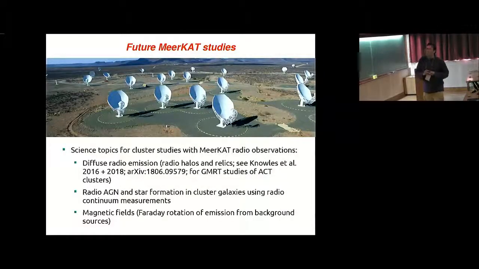The kinds of subjects we're interested in include the diffuse radio emission. My current postdoc, Kendra Knowles, has been working on GMRT studies of ACT clusters, so if you're interested in that, you can see this paper. We're also doing this for the ACT polarization sample, and we're going to try to do this with MeerKAT for Advanced ACT. Other things we want to look at are star formation and how that evolves.